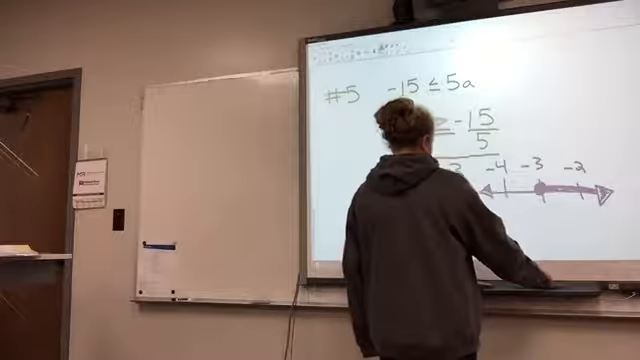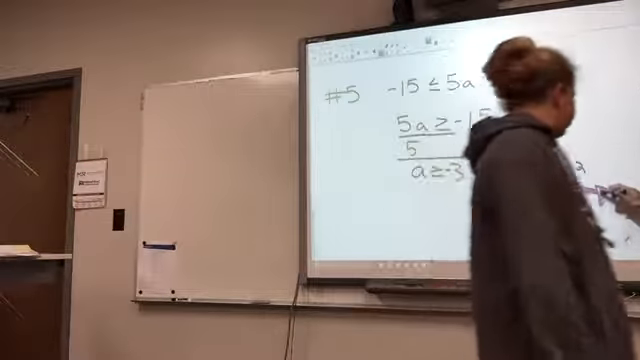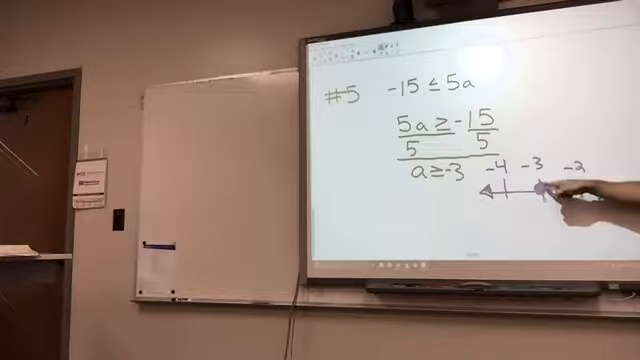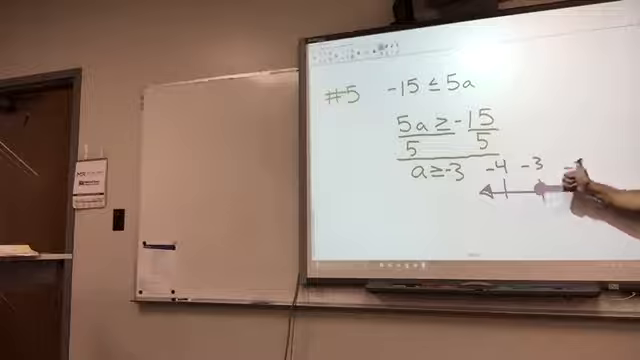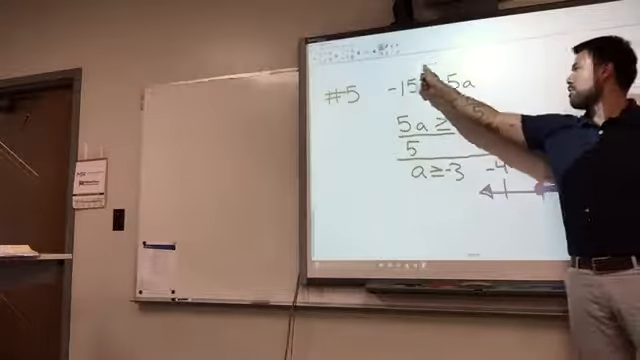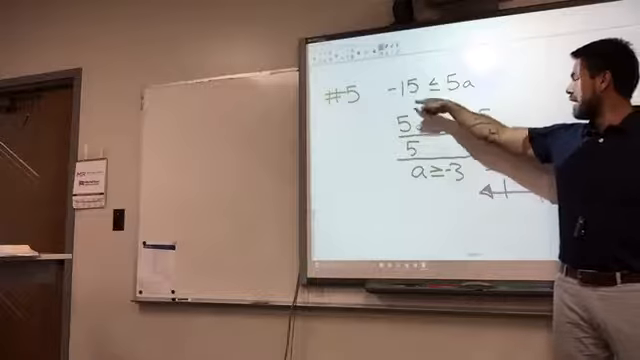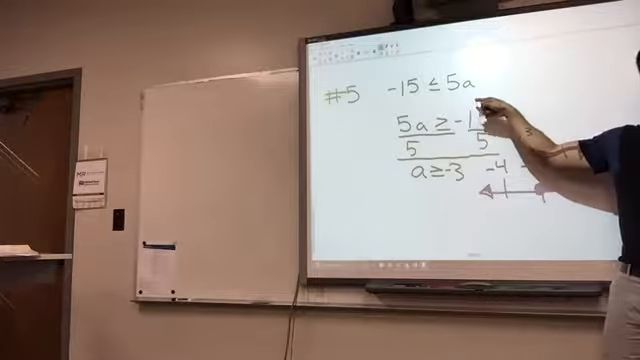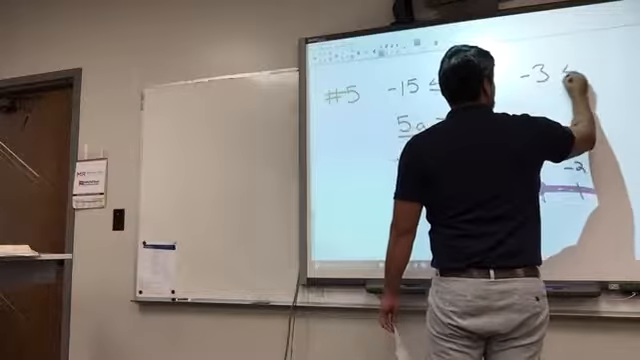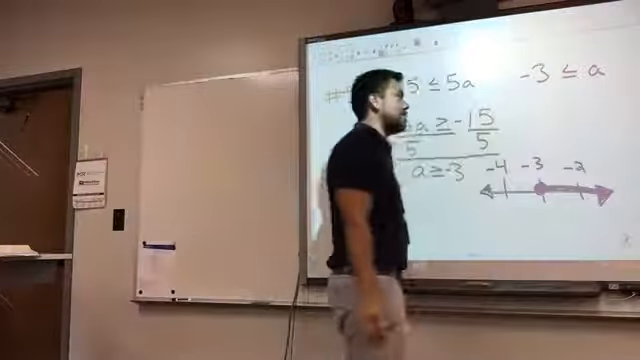Okay, good. Thank you, Callie. And I'm going to say, just make this a little bit more clear that it's this arrow, and then you're all set. All right, how many of you got closed circle on negative 3 with the line going to the right? Okay, how many of you worked it out from here and got negative 3 is less than or equal to A? Okay, so you got that.